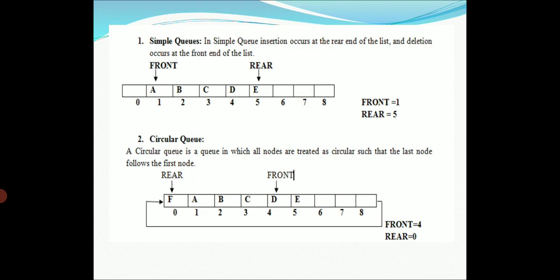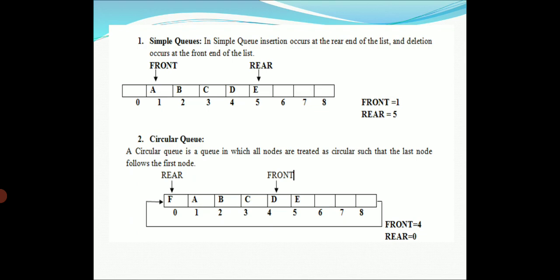0, 1, 2, 3 up to 8 are all the indexes of the memory allocations. Here the elements are inserted from the rear end. First at 0, and the second at 1, then 2, then 3, then 4, then 5. These are the elements A, B, C, D and E. When the element at position 0 is deleted, the front is incremented by 1, so the front is equal to 1 and the rear is equal to 5. This is the simple queue concept. In a simple queue, insertion occurs at the rear end and deletion occurs at the front end.